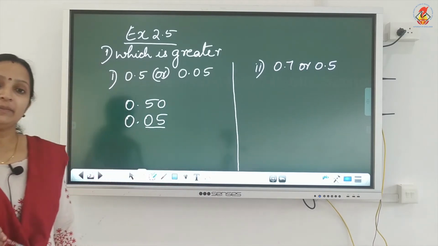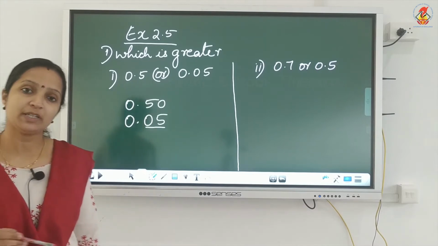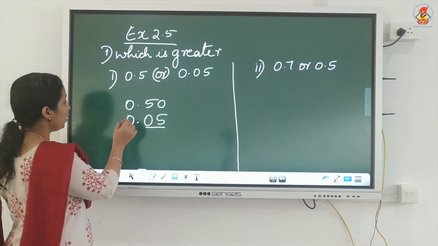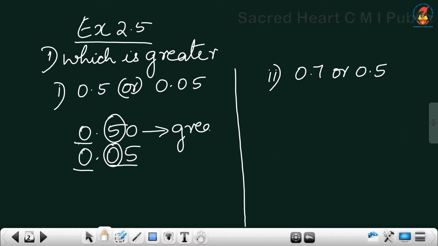Now after converting them into like decimal, start looking from the whole number part. We already studied that decimal numbers have two parts, a whole number part and a decimal part. You compare the whole number part. Here it is 0, here it is 0, both are same. If the whole number part is same, you move to the decimal part. Look at the tenths place. Here it is 5, here it is 0. 5 or 0, which one is greater? 5 is greater. So we can say that this is the greatest number.